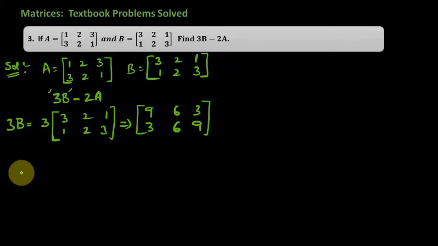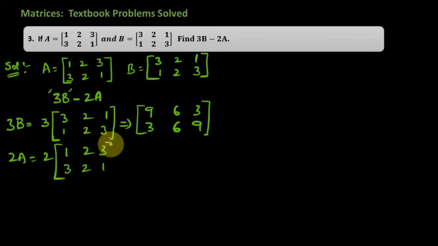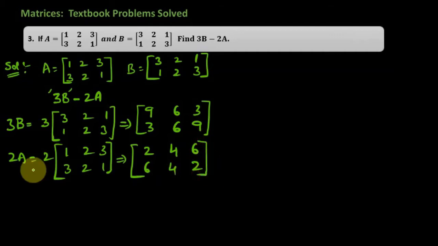Similarly we will find 2a value. So 2 into matrix A, that is 1, 2, 3 and 3, 2, 1. This is matrix A. Now we should multiply that 2 with each and every element of matrix A. 2 1s are 2, 2 2s are 4, 2 3s are 6, 2 3s are 6 and 2 2s are 4 and again 2 1s are 2. Okay, this is my matrix 2A.